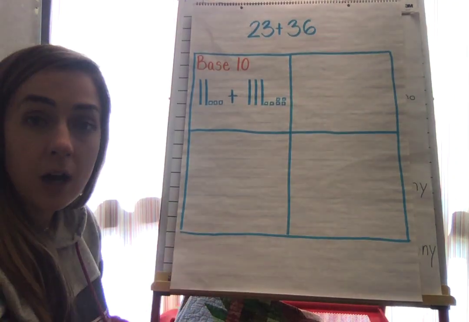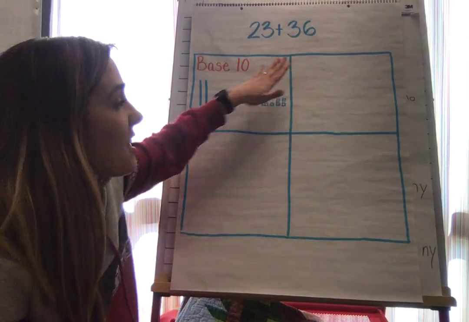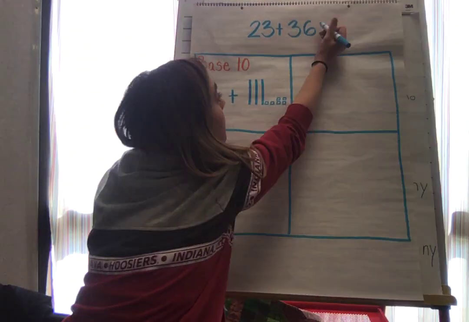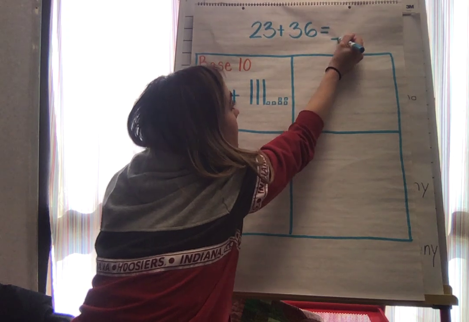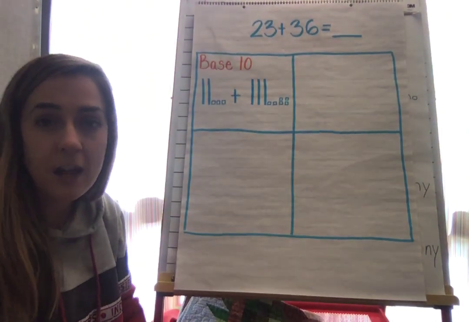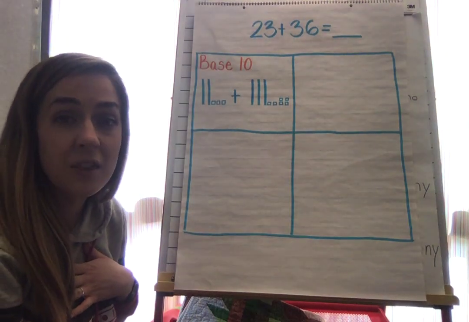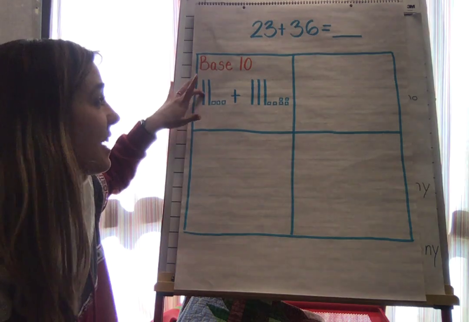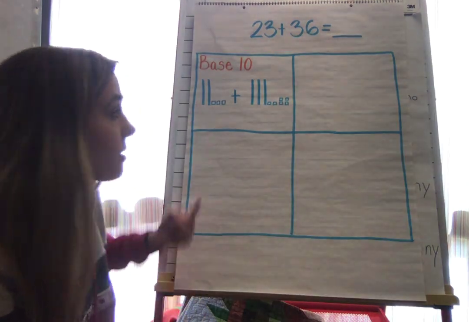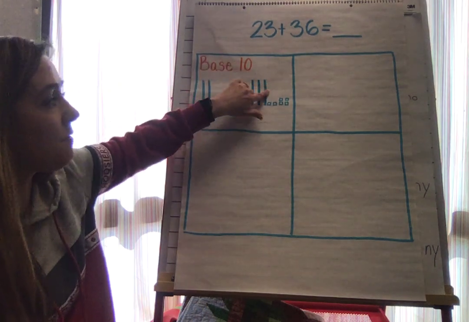Now that I have drawn my base 10 blocks and it looks neat, the last part of my problem is I need to add them all up. All right, so I'm going to add up all the base 10 blocks that I just drew. I always like to start with the bigger number first. So my sticks are worth more than my cubes. So first thing, I'm going to count by tens. 10, 20, 30, 40, 50.